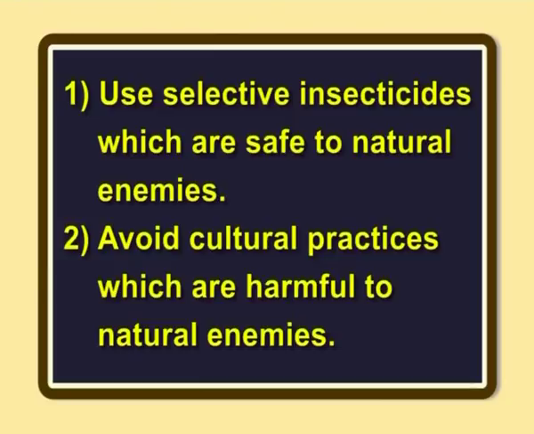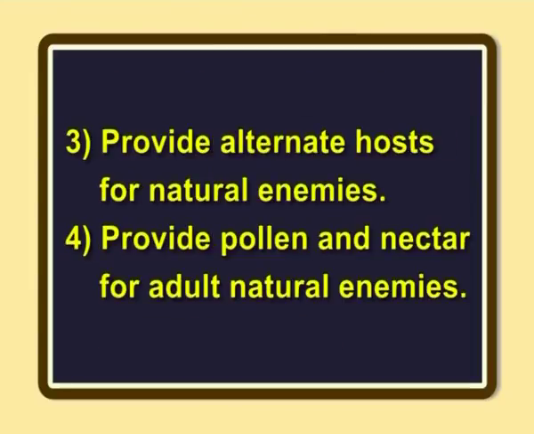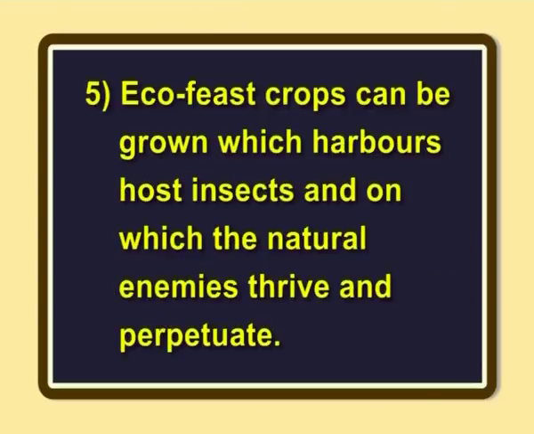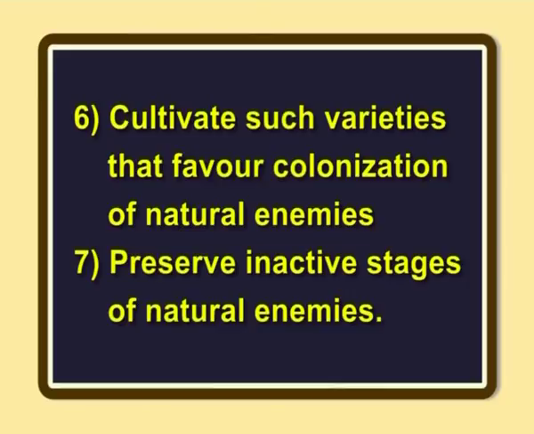Important conservation measures are: use selective insecticides which are safe to natural enemies, avoid cultural practices which are harmful to natural enemies, provide alternate hosts for natural enemies, provide pollen and nectar for adult natural enemies. Eco-feast crops can be grown which harbor host insects and on which the natural enemies thrive and perpetuate. Cultivate such varieties that favor colonization of natural enemies. Preserve inactive stages of natural enemies.